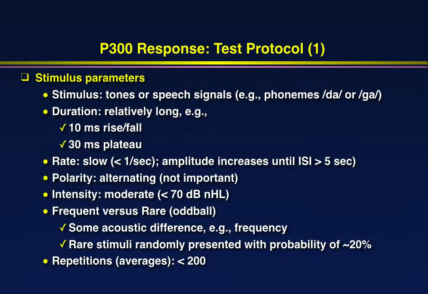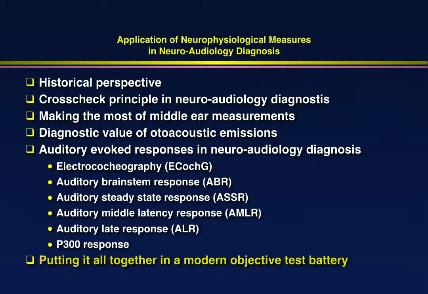Once you set up the equipment for a late response, you pretty much can record a P300, except you have to have a special option that will allow you to present both frequent and rare stimuli, and to control the percentage or probability of the rare stimulus, keep it around 20%, and you need to make sure that you can record a separate waveform for each of those stimuli. So not all pieces of equipment actually have a P300 option.